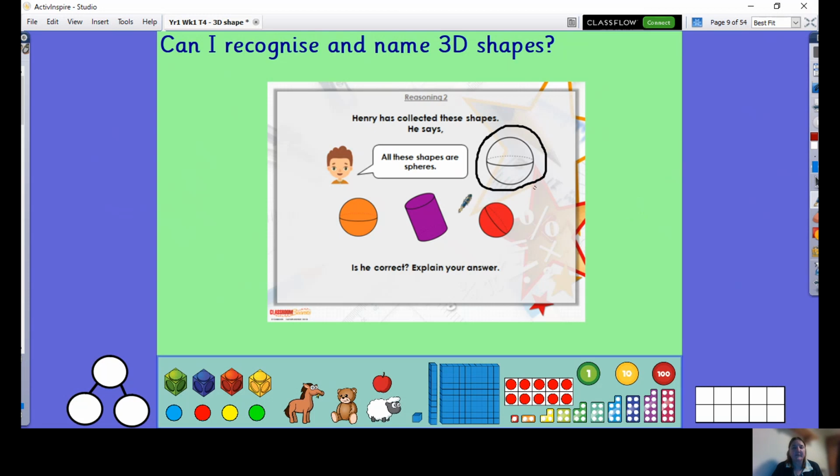Are they all spheres? And you're going to say, no, because this one is a cylinder. Those two are spheres, even though they're different sizes, they're still spheres and they're different colours. But this one doesn't look like those at all. This is a cylinder.